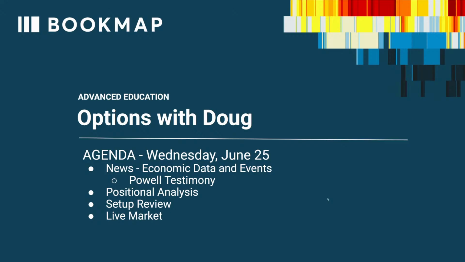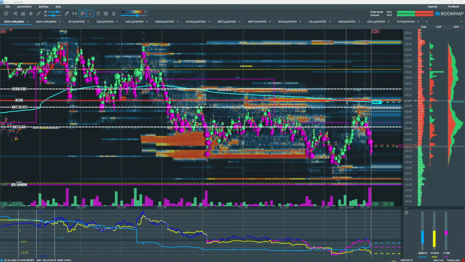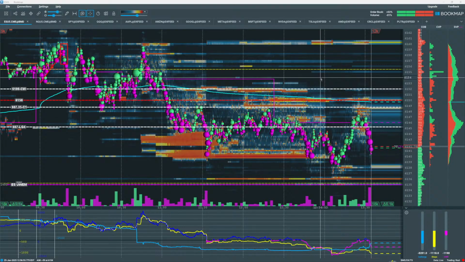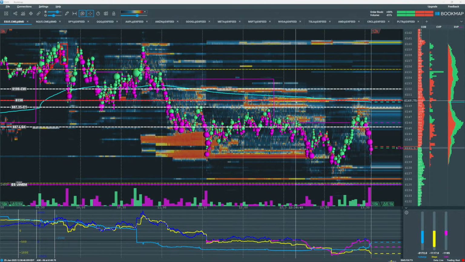All right, let's start with news items. So yesterday and today, Jerome Powell was testifying before Congress beginning at 10 a.m. Eastern Time. Yesterday it was the House, today the Senate. And that was not eventful. Let's take a look at the S&P 500 ES futures and Bookmap. All right, so again, Jerome Powell began speaking at 10 a.m. and wrapped up maybe sometime around noon. I'm not quite sure.